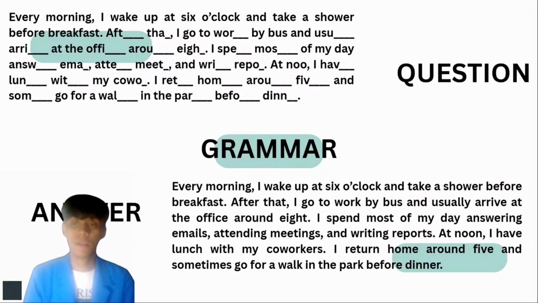And then the C-test for grammar. Every morning, I wake up at 6 o'clock and take a shower before breakfast. After that, I go to work by bus and usually arrive at the office around 8. I spend most of my day answering emails, attending meetings, and writing reports. At noon, I have lunch with my co-workers. I return home around 5 and sometimes go for a walk in the park before dinner.